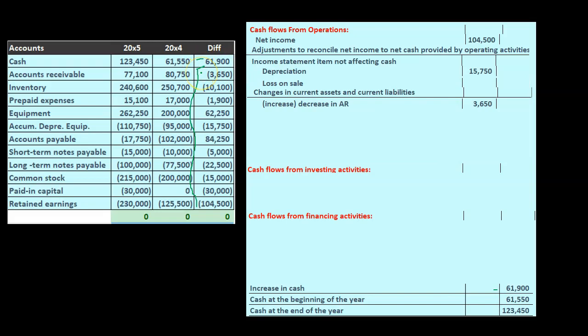We can see that the accounts receivable went from $80,750 down to $77,100, a decrease. So we're increasing the statement of cash flows. We're increasing net income. Once we understand this for this asset, we can apply the same rule, the same kind of cheat sheet type of item, to every asset.